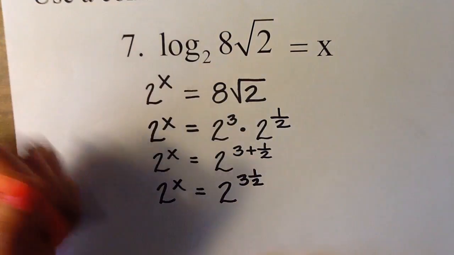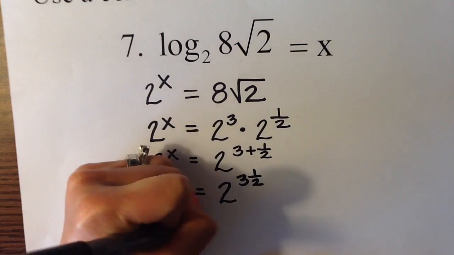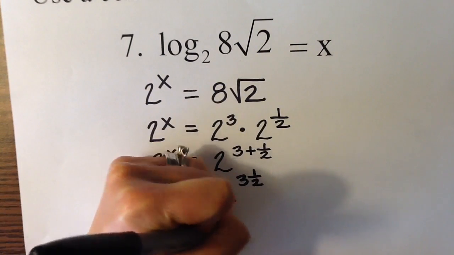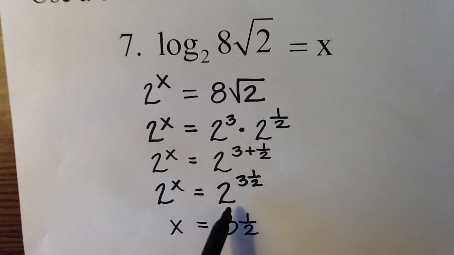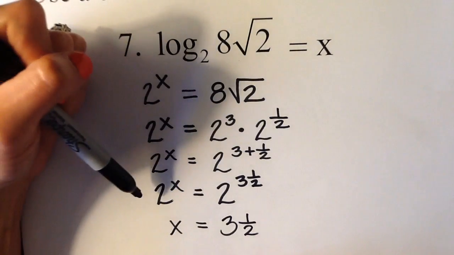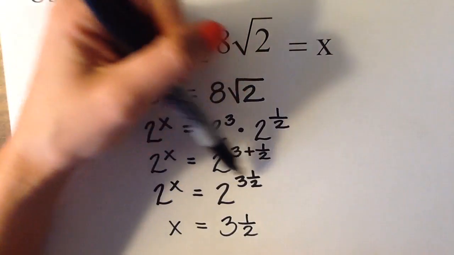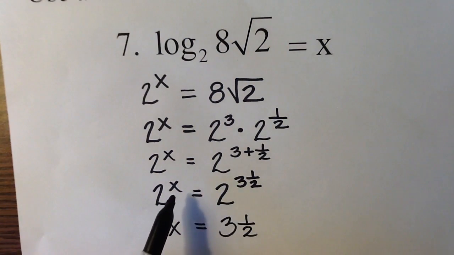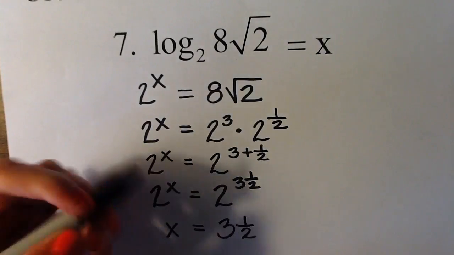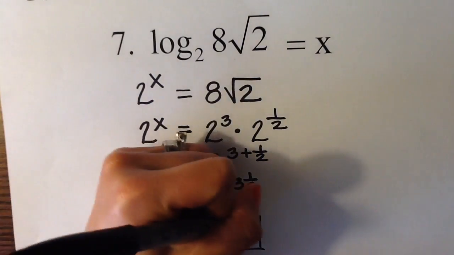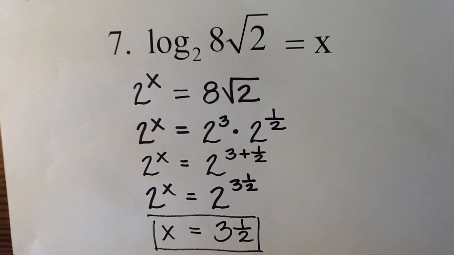And you're going to find out that x is really just the same thing as saying 3.5. Since the bases were the same, in order to make this equation be equal, whatever x represents has to be equivalent to whatever this exponent is. And so we have our answer that x is equal to 3 and 1/2.